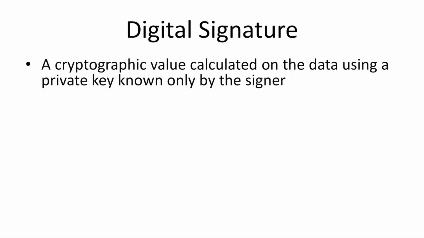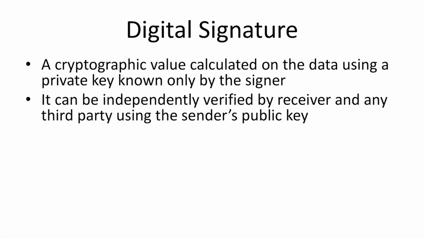But RSA can also be used to create digital signatures on data. A digital signature is a cryptographic value calculated on the data using a secret key that is only known to the signer. So this private key is unique to the signer. Now the receiver of the signature or any third party can verify this digital signature using the signer's public key, since it is public. Now note again that both the public and private keys belong to the same key pair, which is the signer or the sender's key pair.